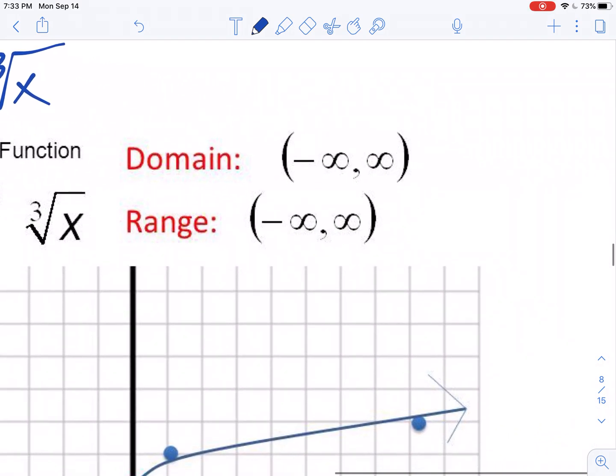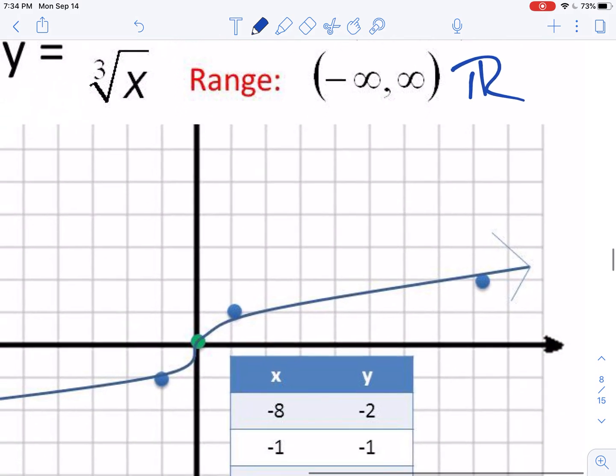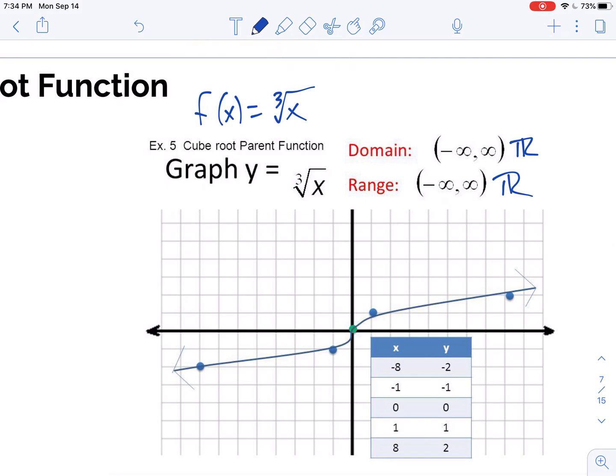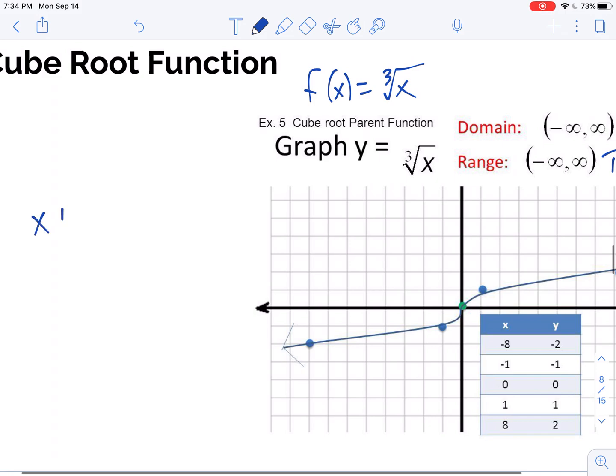Our domain is -infinity to infinity, which is all real numbers. Our range is -infinity to infinity, which is all real numbers. Gives you a good table of values. Again, we can see that our x's are a little bit different than those first ones because we're plugging in values that give us cube roots. -8 is a perfect cube of -2. -1 is a perfect cube of -1. 0 is a perfect cube of 0, etc. So again, this is just giving you information. And then finally, your x and y intercept here are both 0, 0.